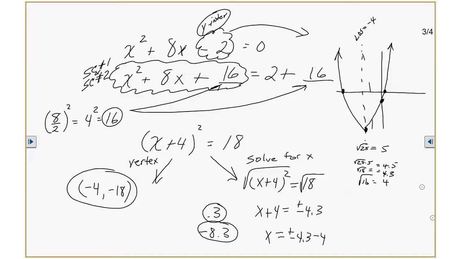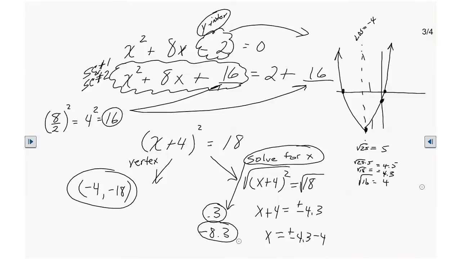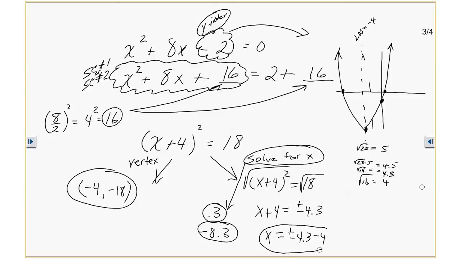Domain is all real numbers. Range is from -18 to infinity. All of that you can get with complete the square. The x-intercepts: 4.3 minus 4 is 0.3, and -4.3 minus 4 is -8.3.